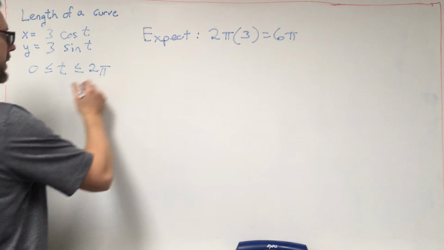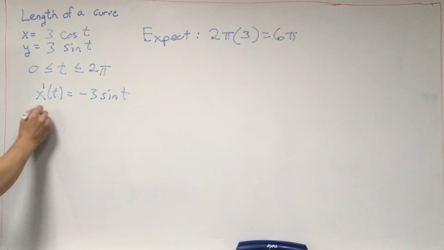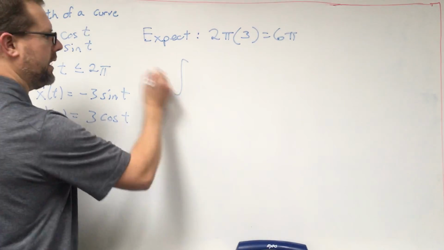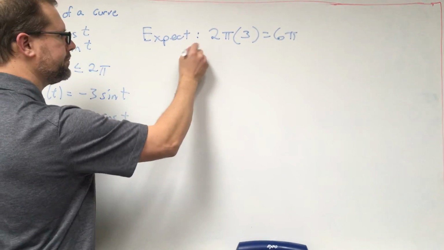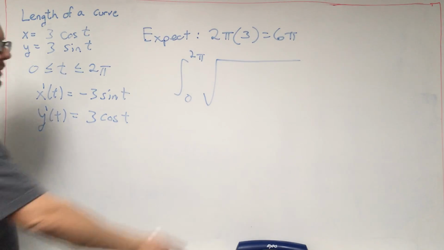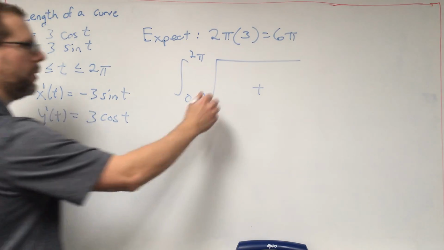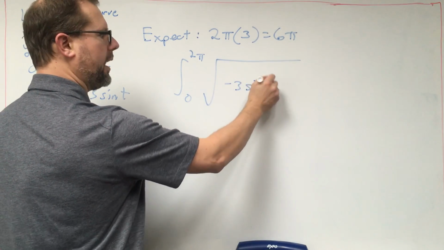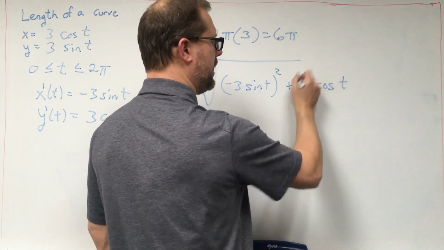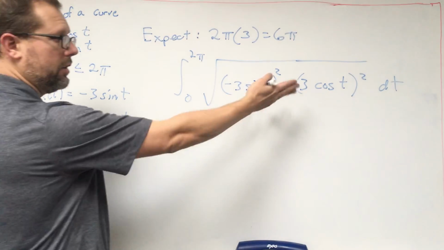So the first thing I need is x prime of t, and that's -3 sine t. I also need y prime of t, that's 3 cosine t. So I'm going to integrate from 0 to 2 pi my ds expression, which first of all involves a big square root, and underneath that square root you're doing a Pythagorean theorem type computation. It involves x prime squared and y prime squared. So we'll have (-3 sine t) squared plus (3 cosine t) quantity squared dt.